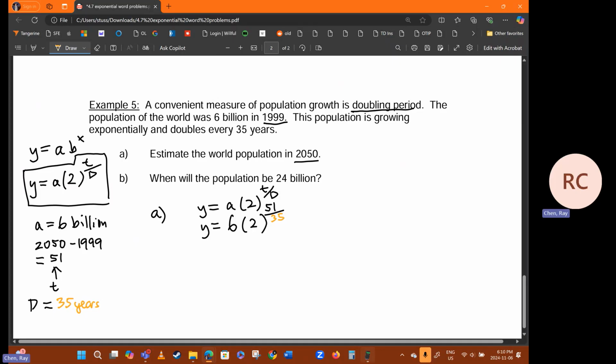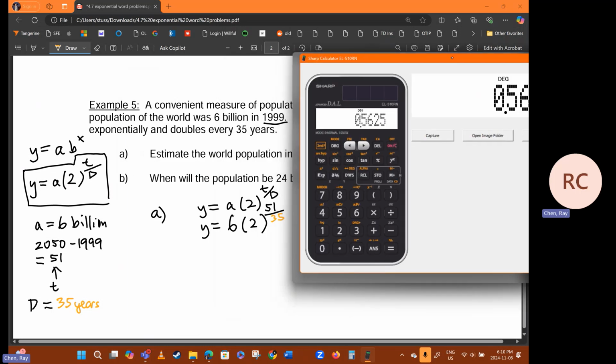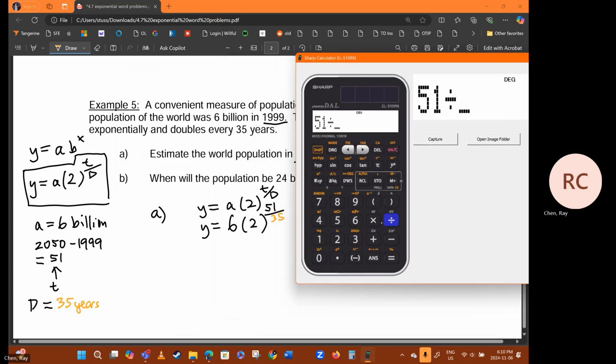Now, this 51 over 35 is not a nice number. Notice, it's a long number. So I'm going to use first 2 to that answer, which is the 51 over 35. That's what that means. It's going to be kind of a number there. And then we're going to times it by 6.